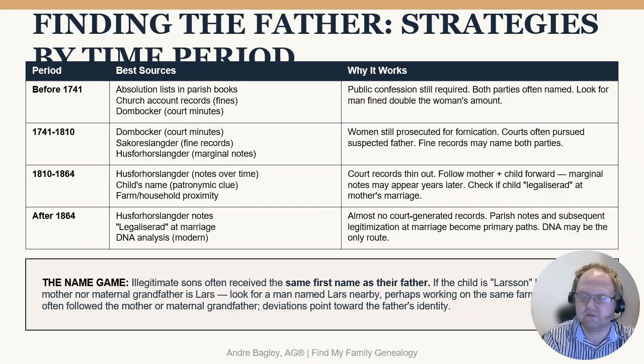After 1864, you really need DNA. At that point, parish notes and subsequent legitimization become the only documentary paths. There are some suits for child support, but they're hard to find right now. Again, there's that bribery dynamic.